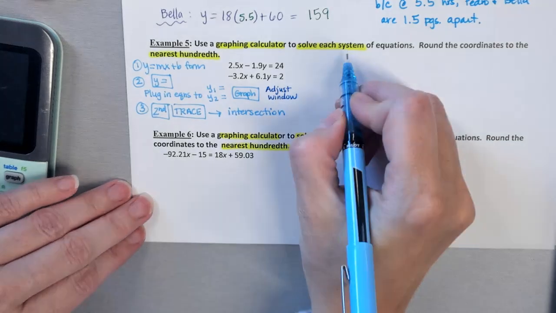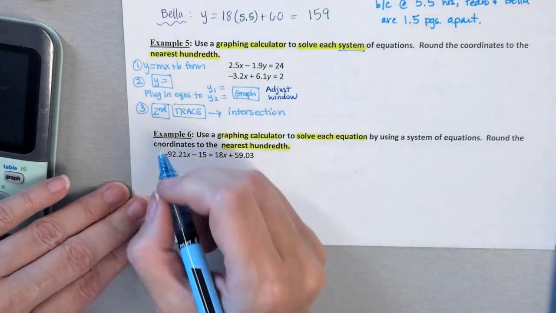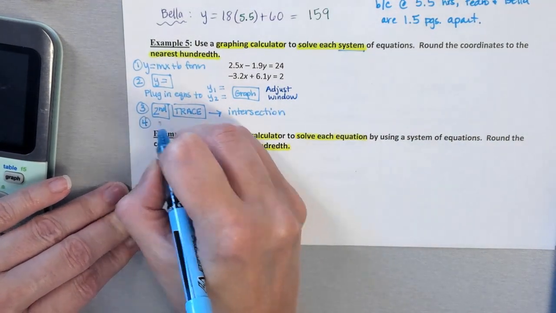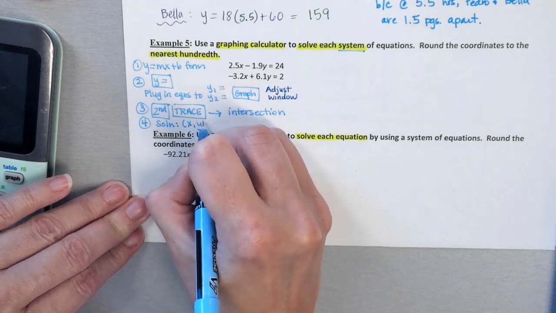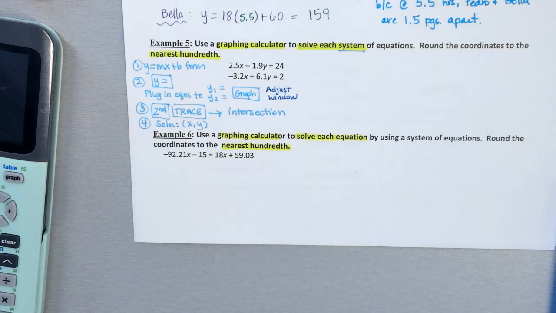Because this is asking you to solve the system, your solution for the system is going to be an XY point. Unless it's, I said no solution or infinitely many, but for these they won't be, it'll be a solution.